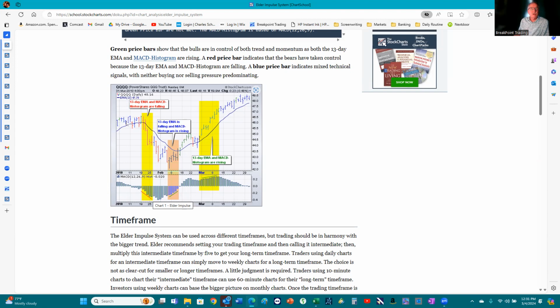And this is what I use on my early warning system on my website. So when these turn blue, that's neutral. When they're red, that's bearish. When they're green, it's bullish. So green means both the moving average and the MACD are rising.